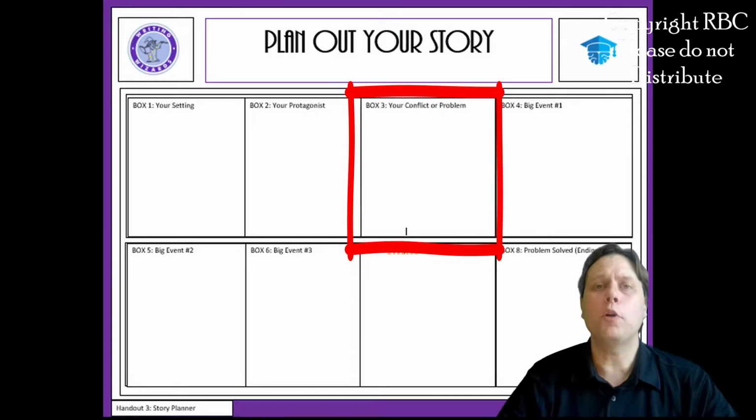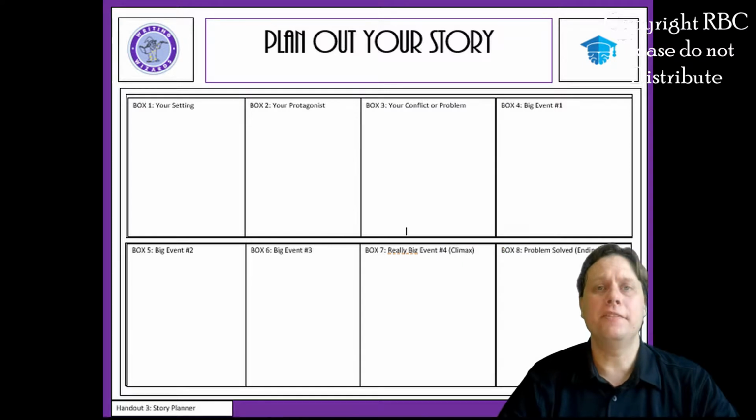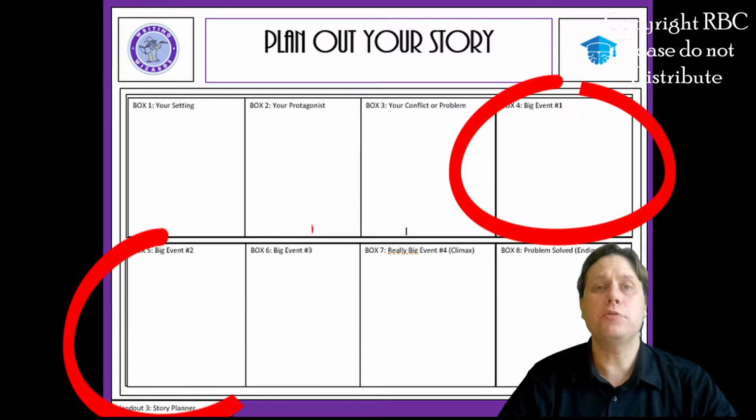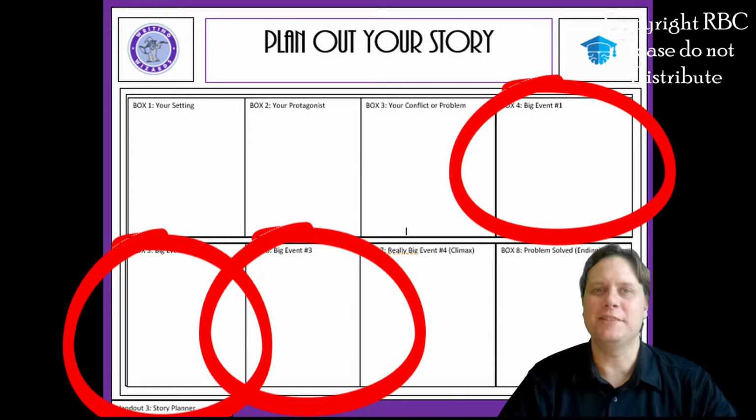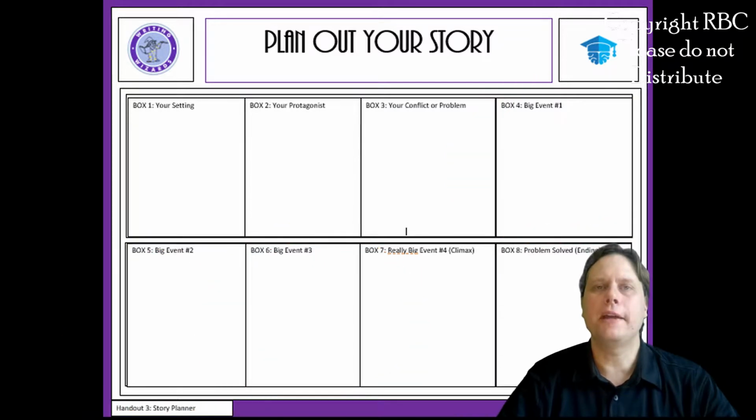Now in boxes 4, 5, and 6, some big events are going to happen. Make sure that you write big events in these boxes. Like I wouldn't want to write for box 4, Joe walks down the street, because that's not like a really big event. People walk down the street all the time.